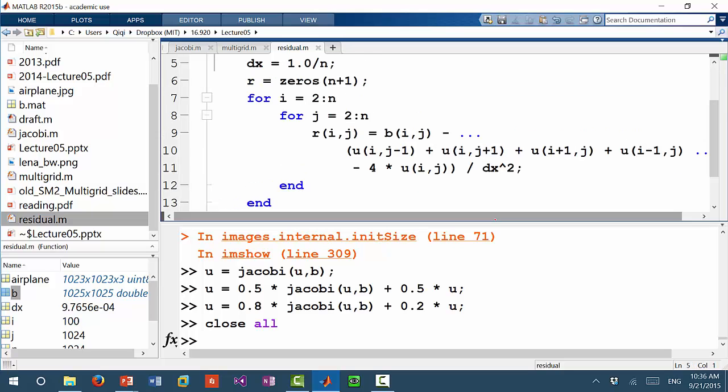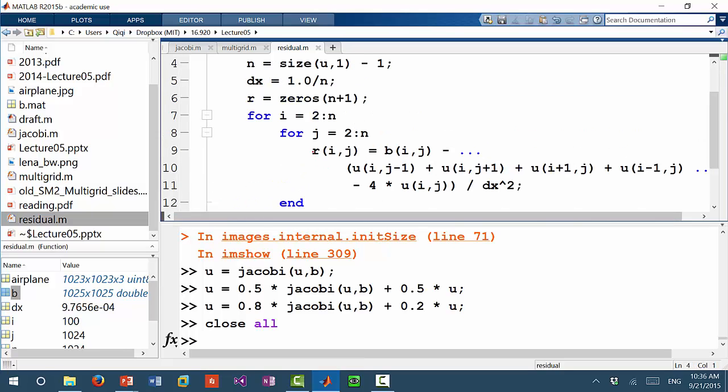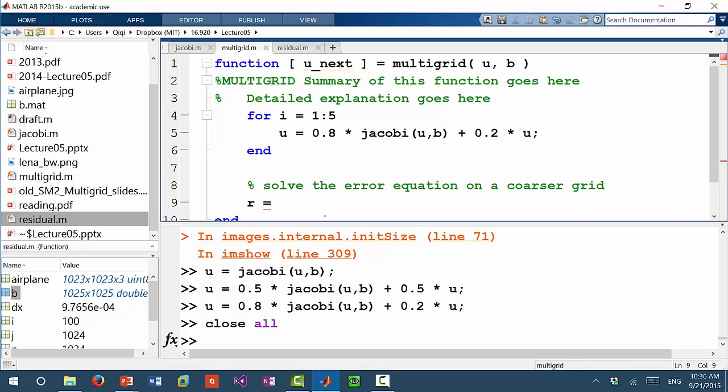Right? That's a computation of the residual. It's b minus A times u. That's the definition of the residual. It's the right hand side of the error equation we are solving now. Okay, going back to multigrid, R is equal to the residual of u and b.